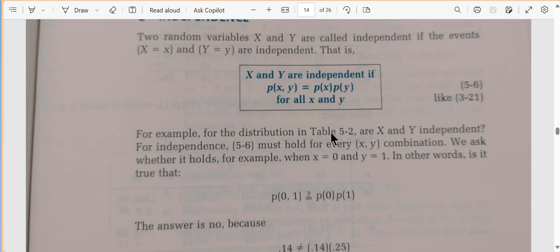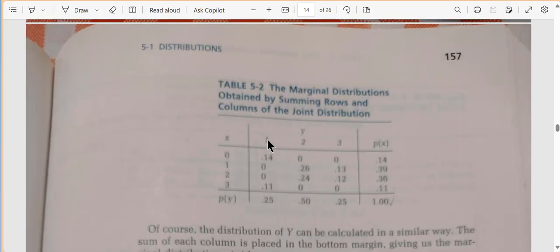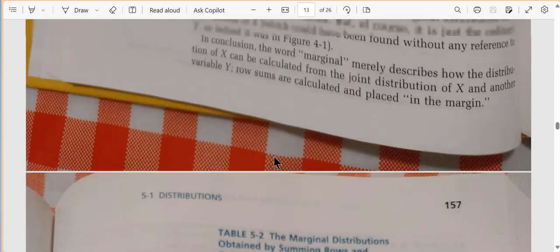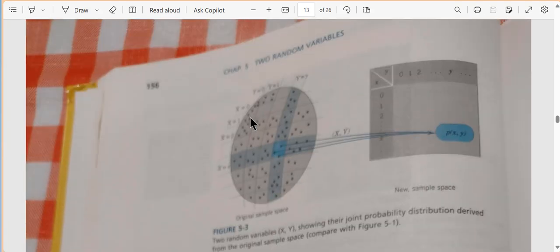For example, for the distribution table 5.2, that is this one, we can ask, are x and y independent? Now that's a big question. That requires a lot of calculations. We have to say, when x equals 0 and y equals 1, are those two events independent? What does that mean? There's an event here, an event here, and they have to be independent.